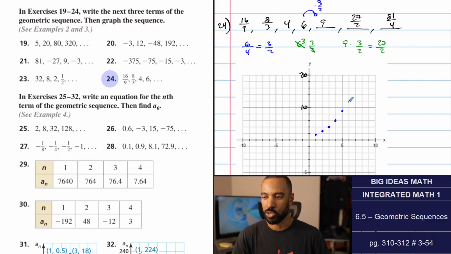9 is here. 27 over 2, like I said, is 13 and a half. So here's 12, here's 14. There's 13. 13 and a half is like 3/4 of the way up. And then 81/4 is 20 and 1/4. This is 22, so 1/4. It's barely above 20. It's kind of like that.